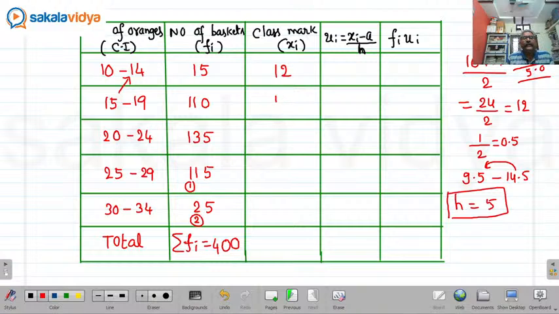Now go on adding 5. 12 plus 5, 17, 22, next 27, 27 plus 5, 32. Yes, xi is completed. Now in this xi we need to select the middlemost value out of the five values. So this is a.